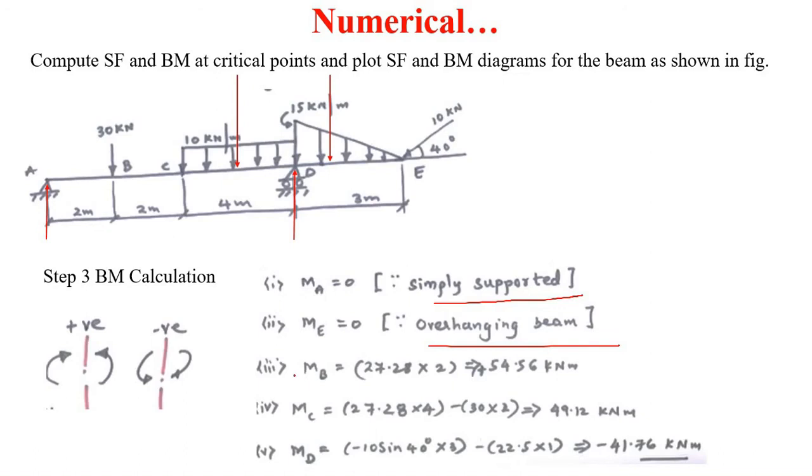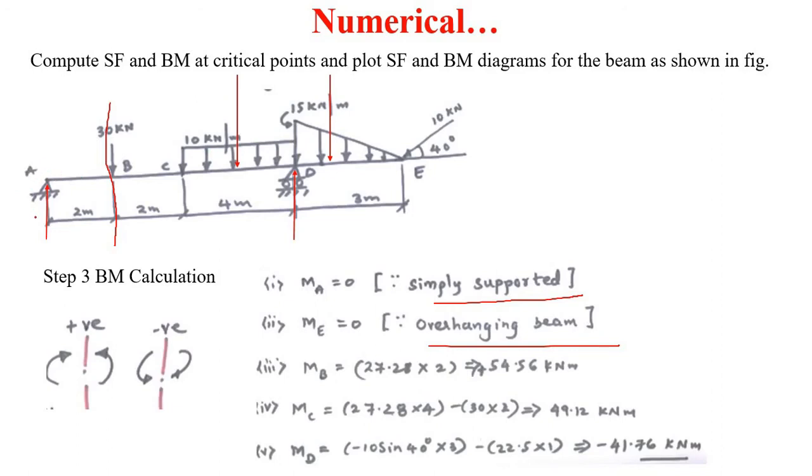After this, we will calculate the bending moment at point B, at point C and at point D. Therefore, take a section at point B here. The bending moment at point B is equal to, either you have to consider the left side of this beam or the right side of the beam.